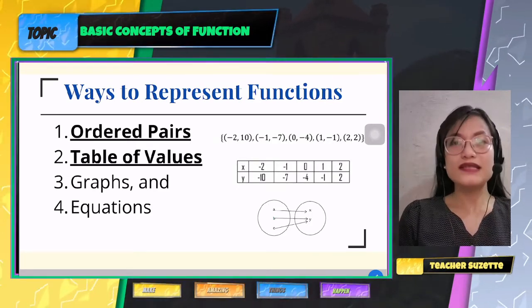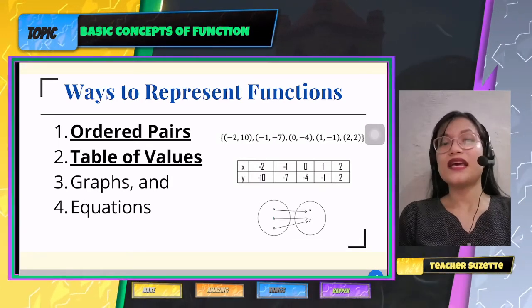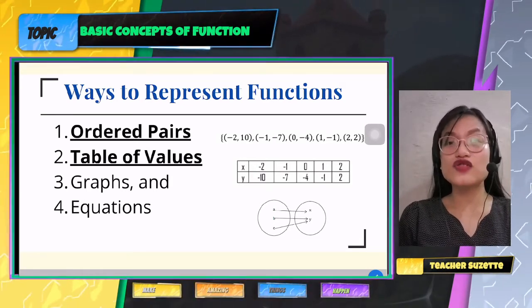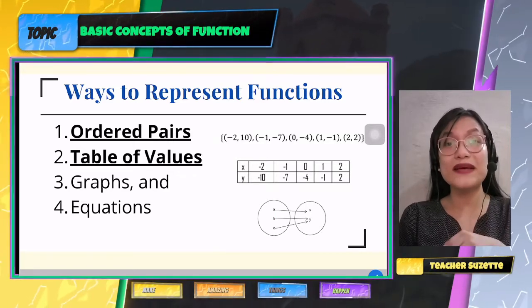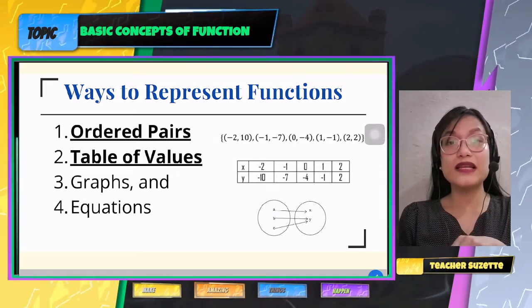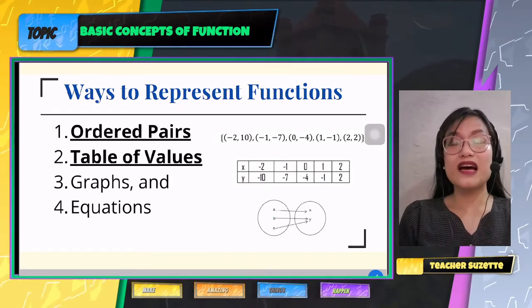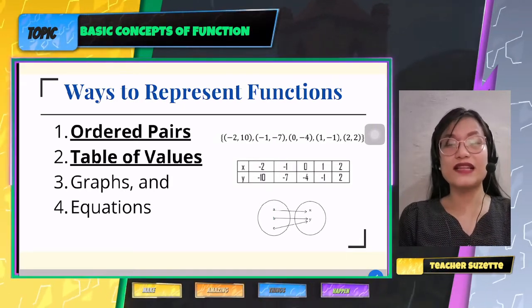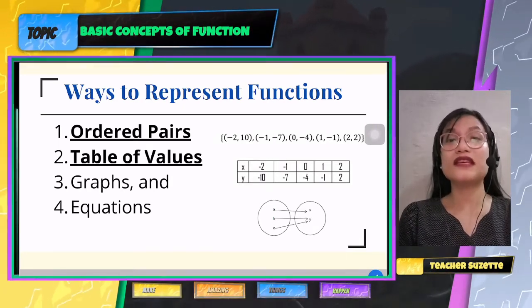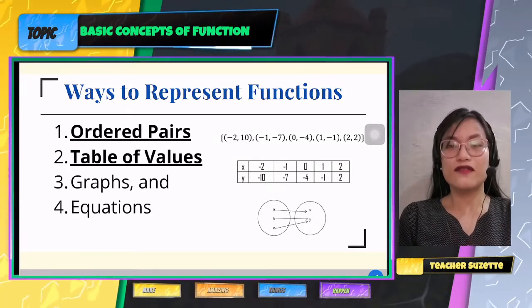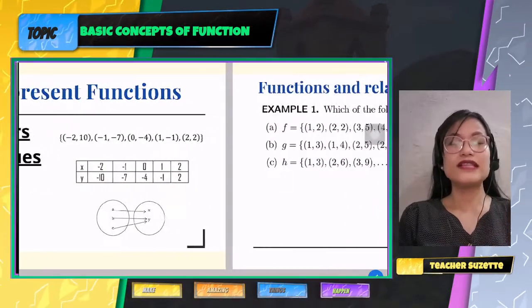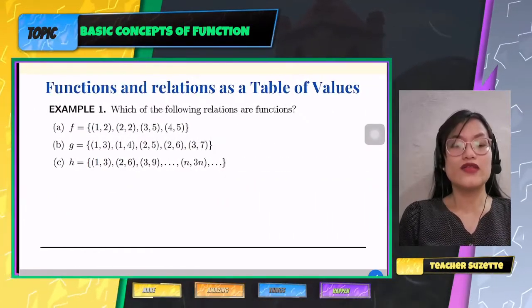So our task is to examine if the given relationship, ordered pairs, table of values, and sama na natin yung mapping diagram, yung diagram kanina na ginamit natin sa previous videos natin. Let's examine if those given relations are considered as function. So let's have this example number 1.